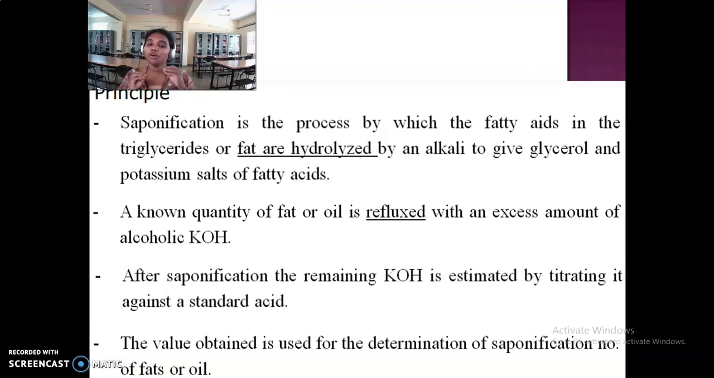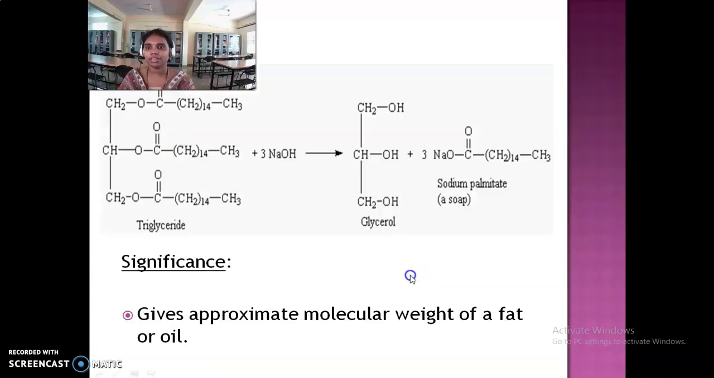After this reaction, you are going to estimate the potassium hydroxide present by means of titration. The value obtained here is mainly used for the determination of the saponification number for fats and oils. You can see the example here. A triglyceride undergoes reaction with sodium hydroxide and forms a sodium salt, or sodium soap, sodium palmitate. It's a fat or triglyceride which contains palmitic acid, so sodium palmitate is formed here.